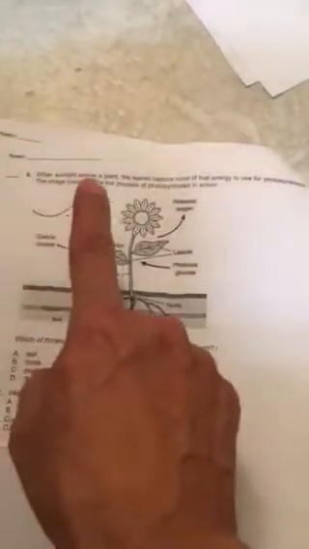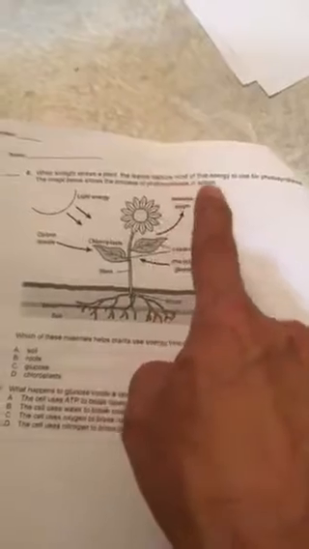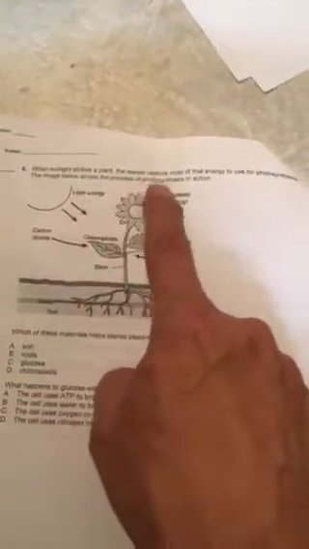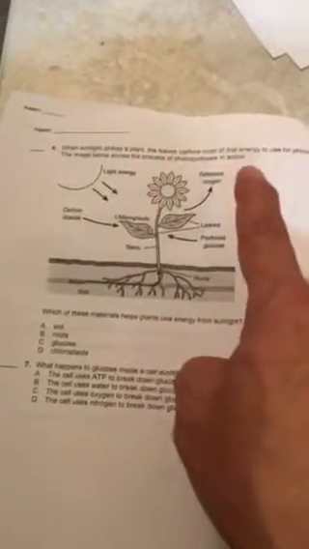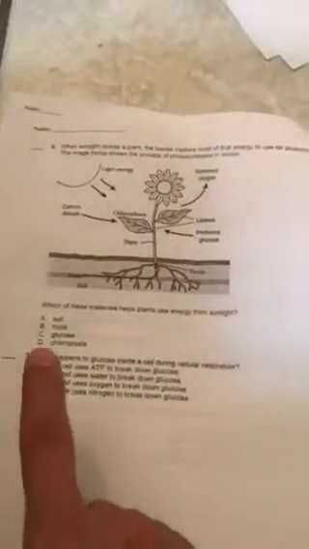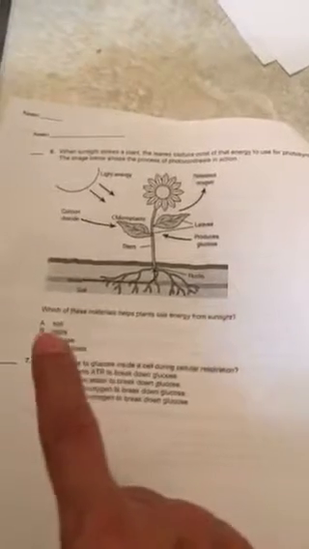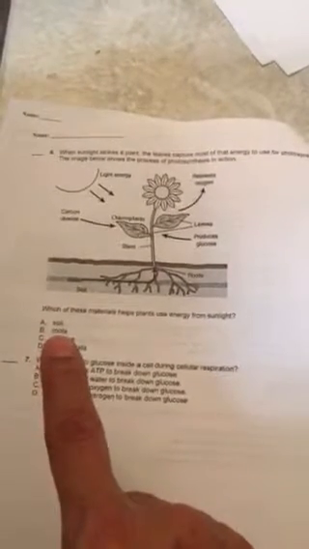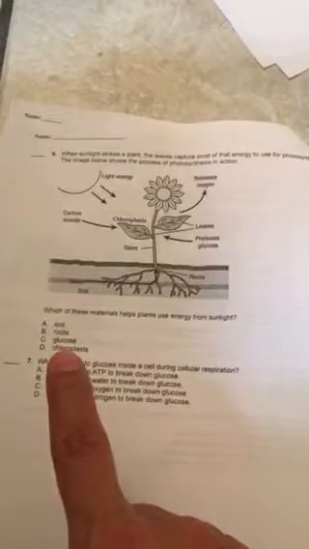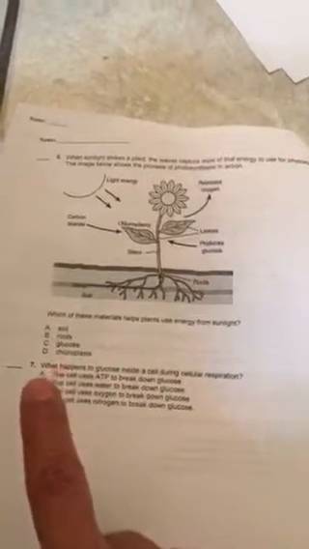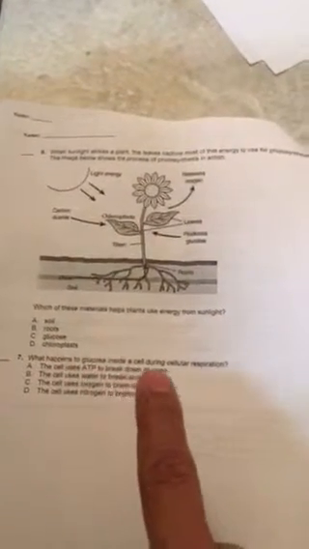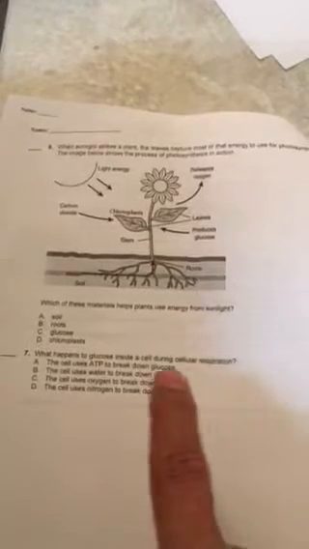6. When sunlight strikes a plant, the leaves capture most of the energy to use in photosynthesis. The image below shows the process of photosynthesis in action. Which of these materials help plants use energy from sunlight? A. Soil. B. Roots. C. Glucose. D. Chloroplast.